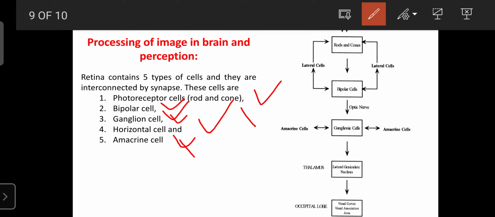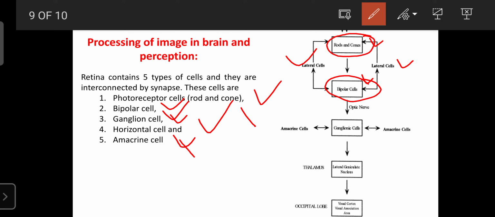So like that, when light falls on the rods and cones, they convert images into impulses, and those impulses are further transported with the help of the lateral cells, that is the horizontal cells, then enter into the bipolar cells. The bipolar cells collect the impulses that were generated by the rods and cones. Those cells present in the retina are known as the bipolar cells.